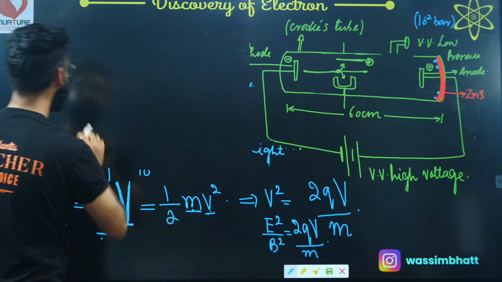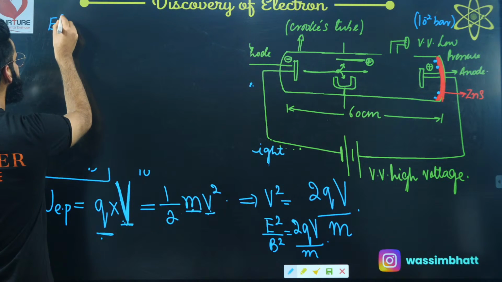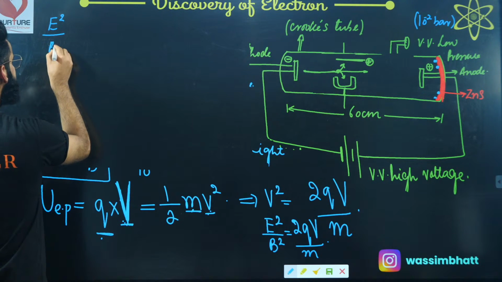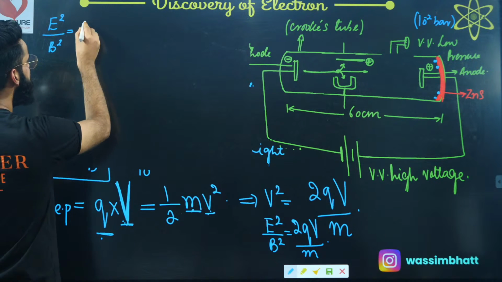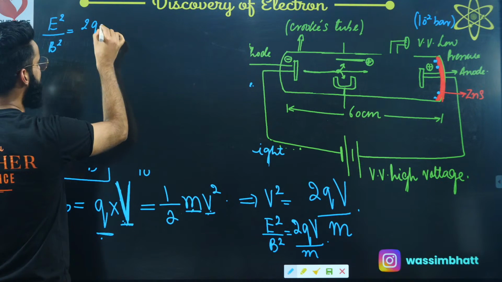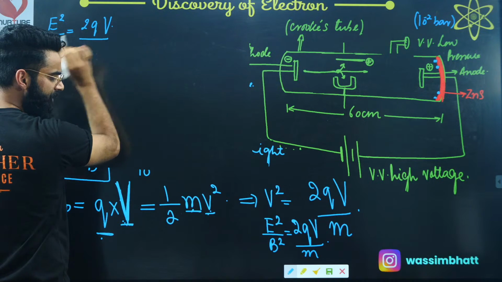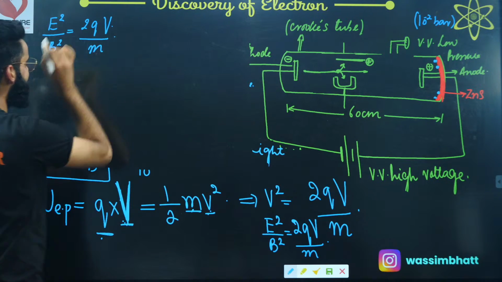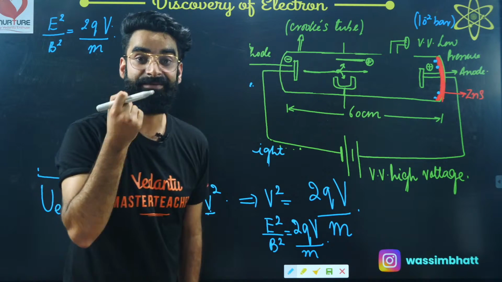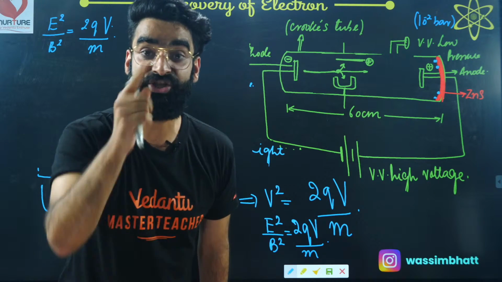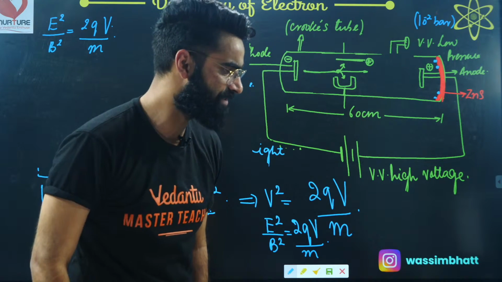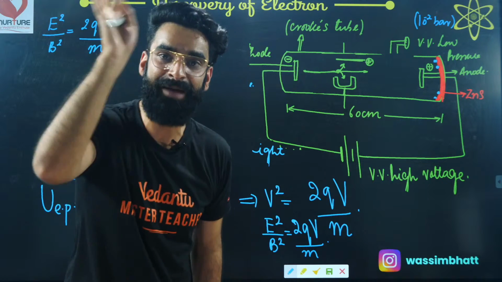The final result which I got is E square divided by B square is equal to 2 times Q multiplied by V, where V is the voltage of the battery, divided by M, correct? So what am I basically supposed to calculate? I'm supposed to calculate the charge by mass ratio of electron, right? I'm supposed to calculate Q divided by M of electron.